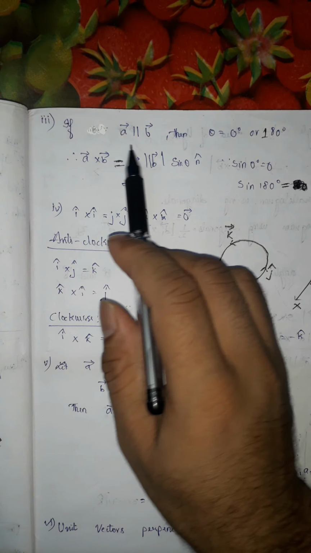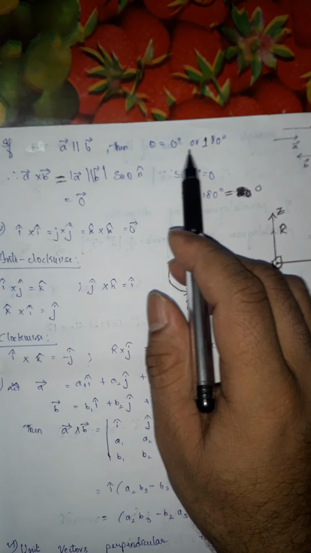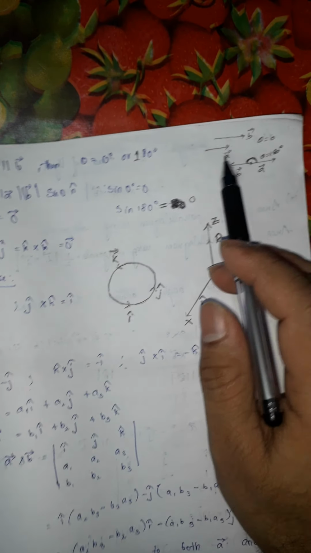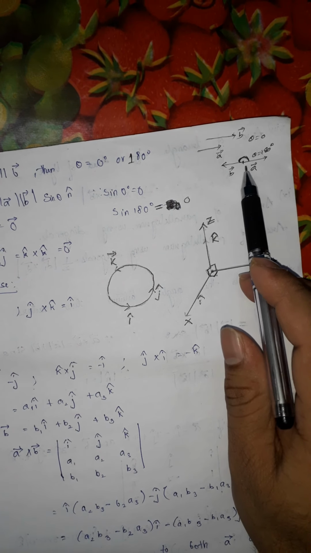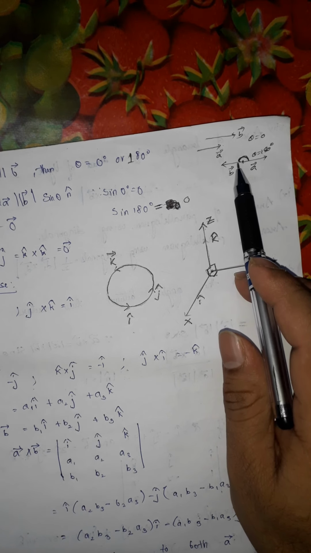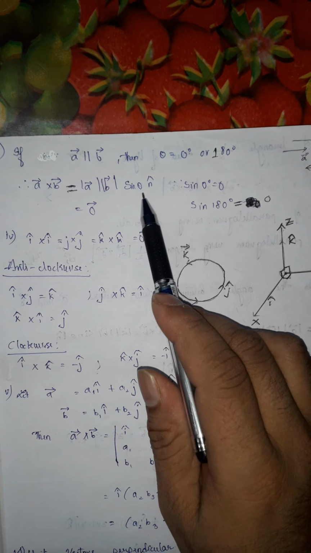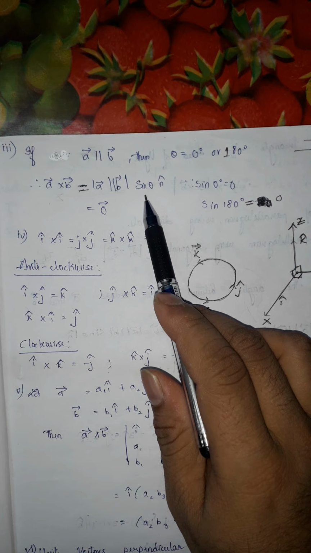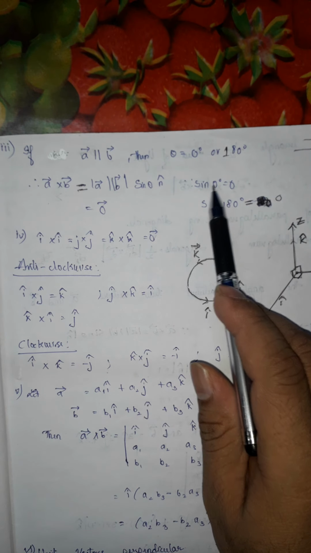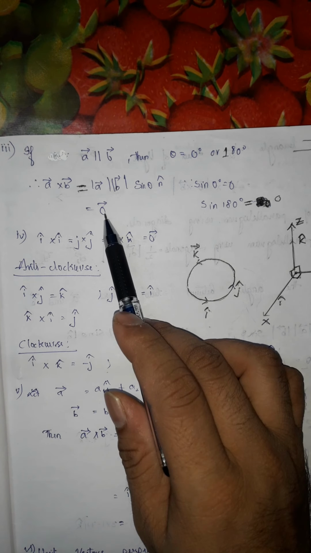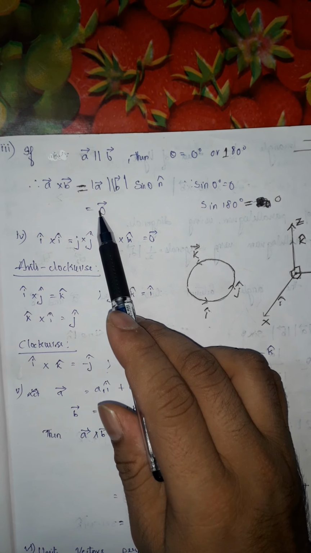Number 3, if a is parallel to b vector, then theta will be either 0 degree or 180 degree. If the vectors are like this, theta will be 0, and if the vectors a and b are like this, then theta will be 180 degree. In both the cases, sine will be 0 because sine 0 is 0 and sine 180 value is also 0. So a cross b will be a 0 vector. So if two vectors a and b are parallel, then their cross product will always be a 0 vector.